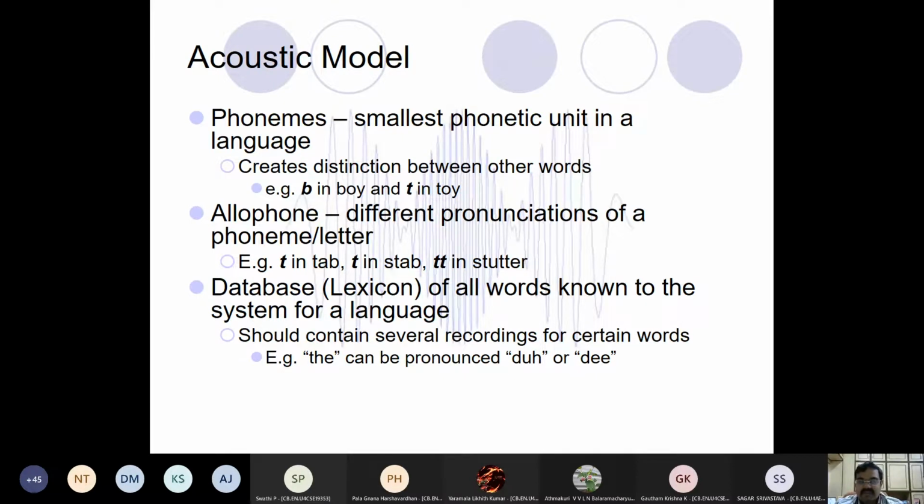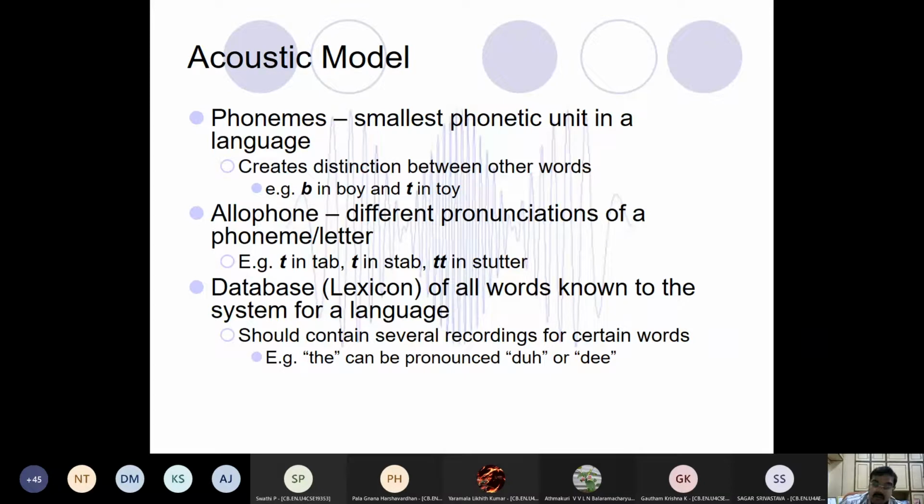But when you use another phoneme like T in tab, T in stab, T in stutter, now the same T is used in three different pronunciations. T in tab is different, T in stab is different, T in stutter is different. So the pronunciation of that phoneme is different. And these are the complications that are there.